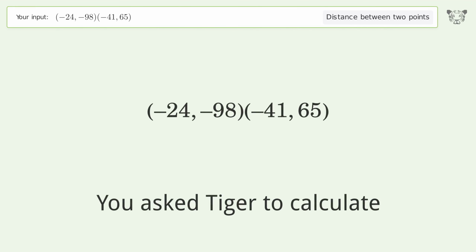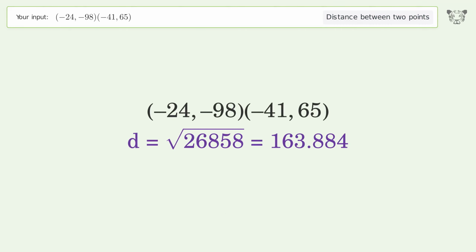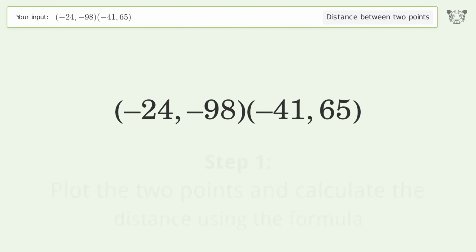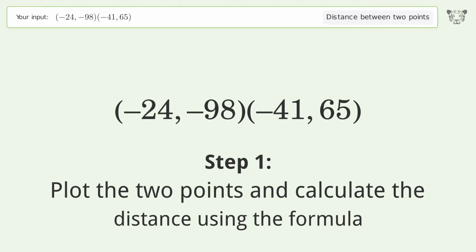You ask Tiger to calculate. This deals with the distance between 2 points. The distance between the 2 points is the square root of 26,858 or 163.884. Let's solve it step by step. Plot the 2 points and calculate the distance using the formula.